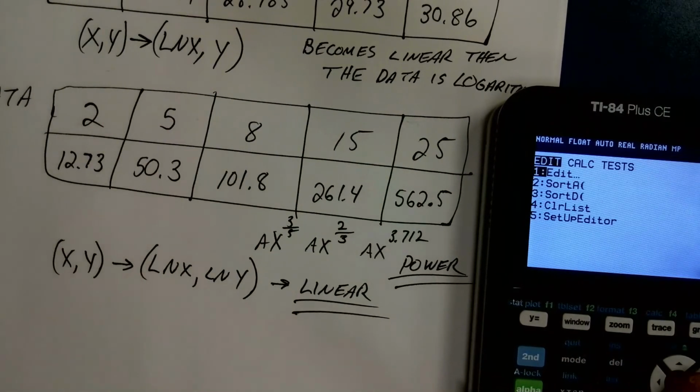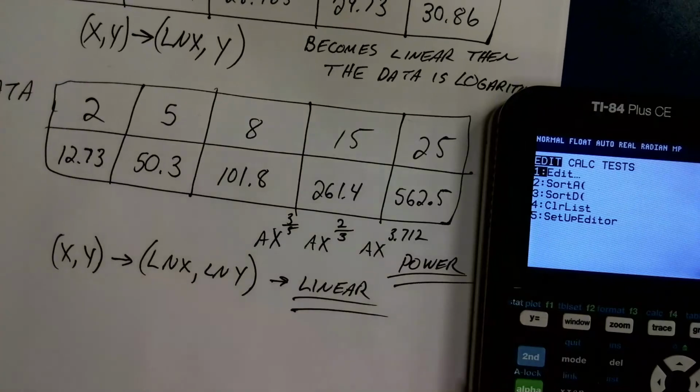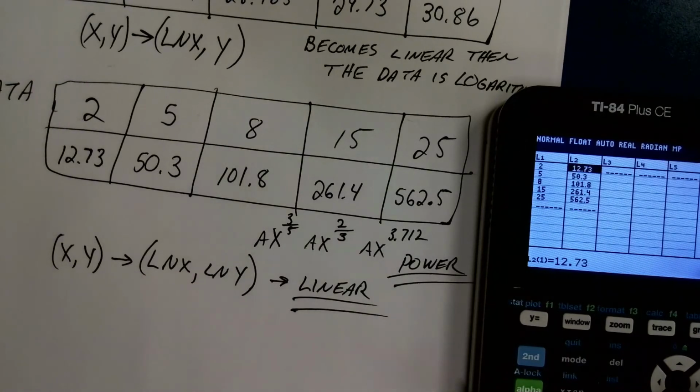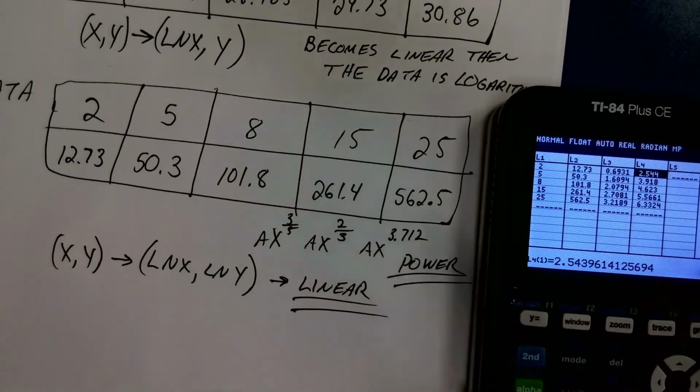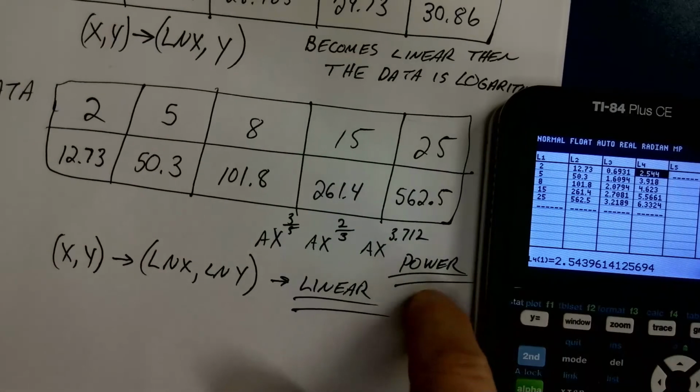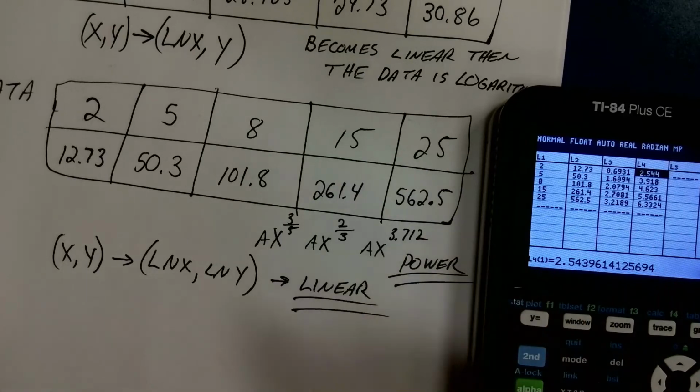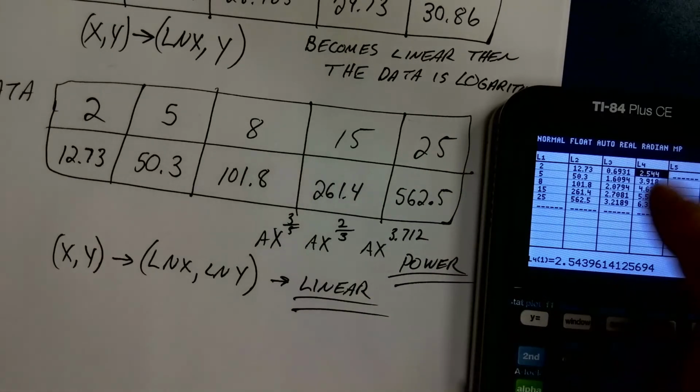So we said, I believe that if I do this, stat, edit, L3 is the natural log of L1, and L4 is the natural log of L2, poof. If I graph those data points and plot them, I believe it's going to be linear if this is a power function. If it's not linear, then it's not a power function.